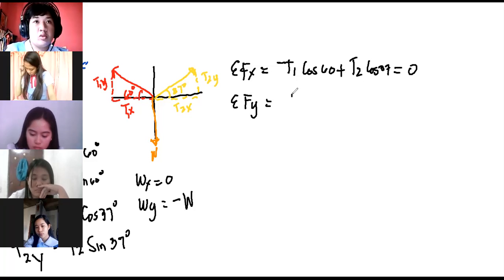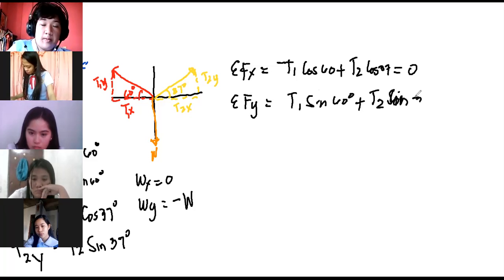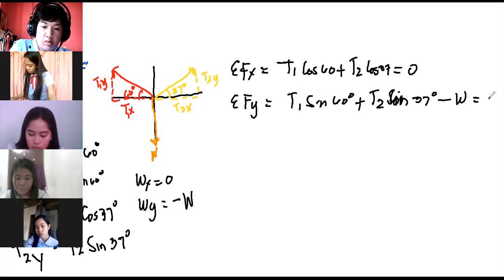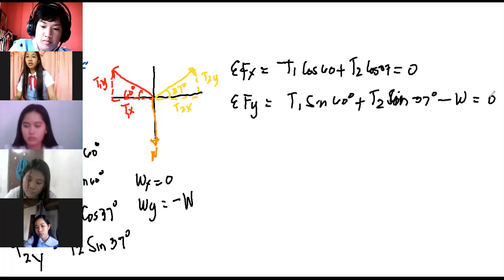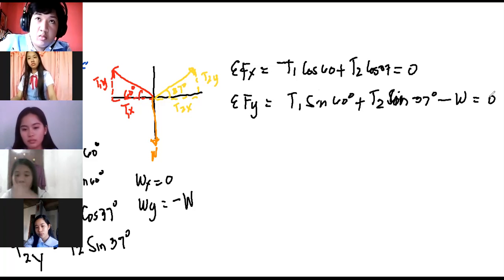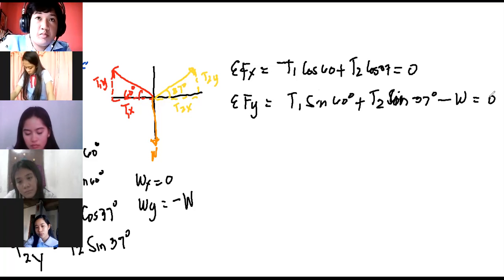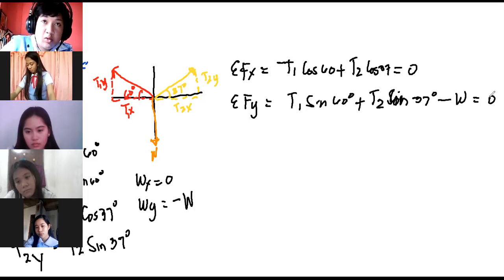Your Fy will be tension 1 sine 60 degrees plus tension 2 sine 37 degrees minus weight equals 0. Okay, so that will be your equation number 2. The third step on solving this is that we have to use your algebraic processes: the transposition, the substitution, the elimination. I hope you remember that from grade 8.